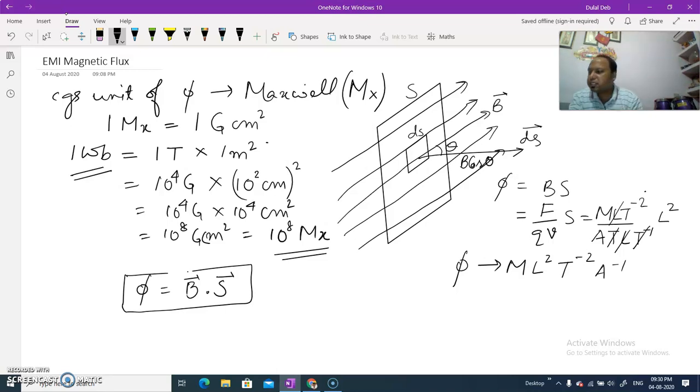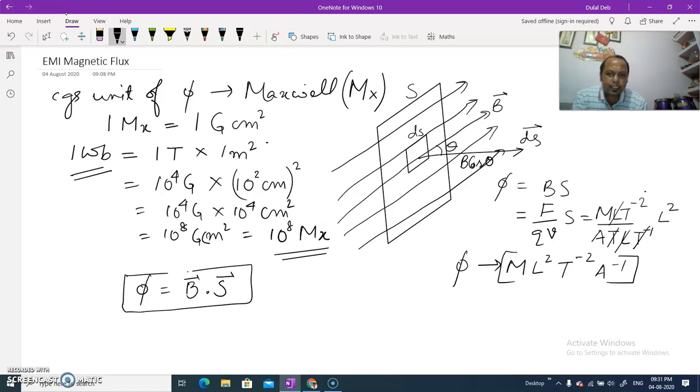So I hope this is very clear to all of you. Okay, so we have a relation here for the magnetic flux, which is ML square T minus 2 A minus 1. The dimensions of magnetic flux are also very clear to you, I suppose. So we have just now seen how the magnetic flux can be defined.